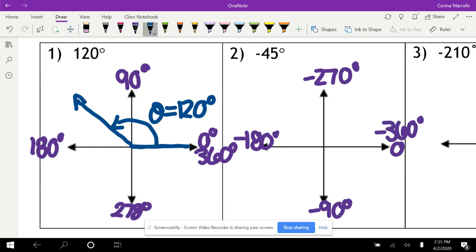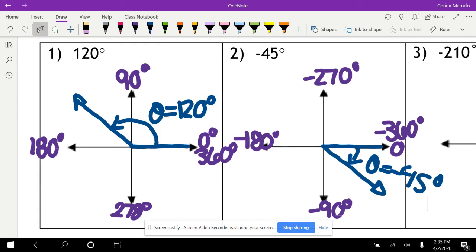The negative 45 is going to land in between 0 and negative 90 degrees, right in between there. We make a little arrow to show the direction that the angle is in. We call that angle theta, and we label it theta equals negative 45 degrees.